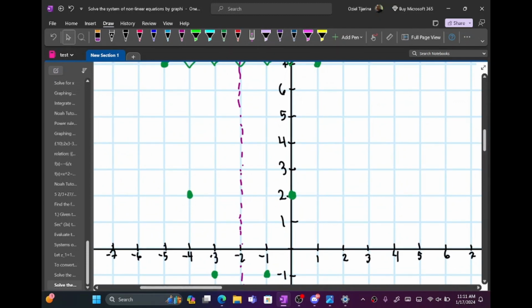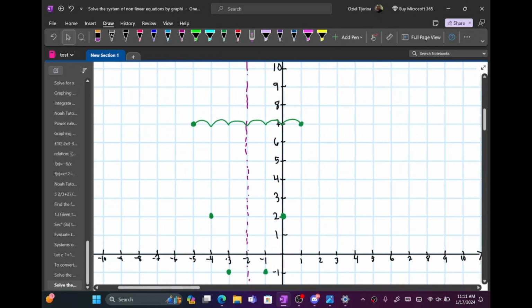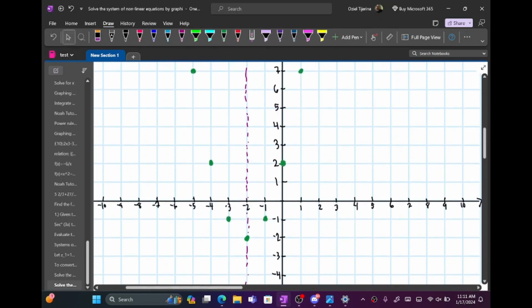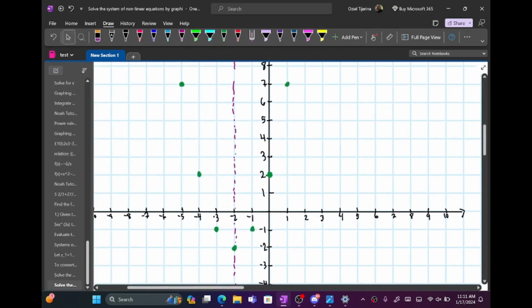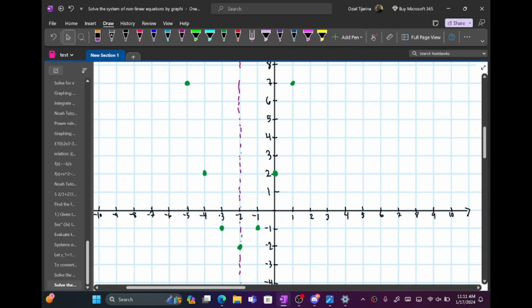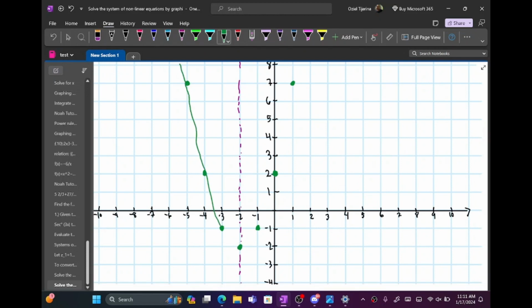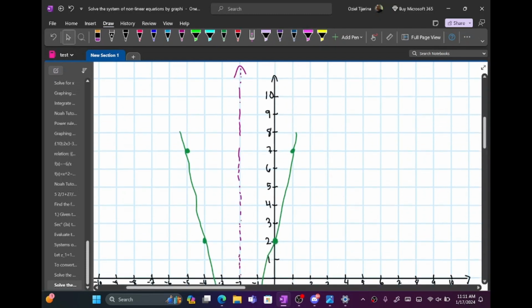And so finally, what we're going to do is draw the smooth curve through the points. So draw the parabola that we ended up with through these points. And so this is the parabola that we have.